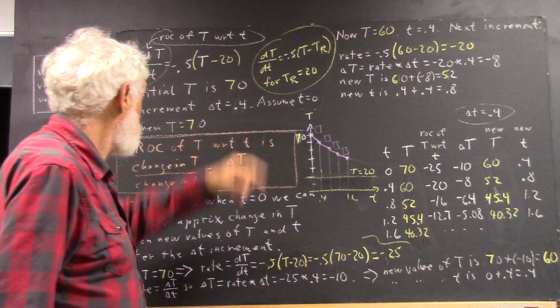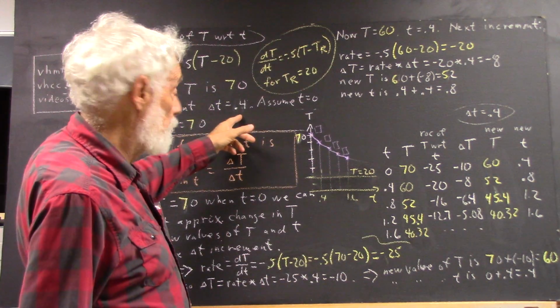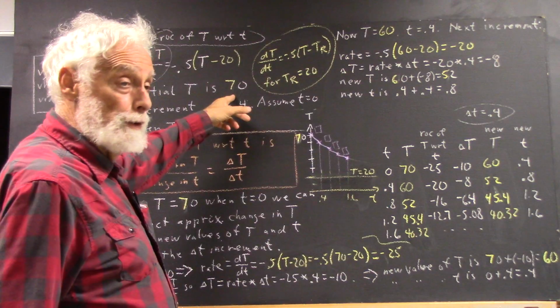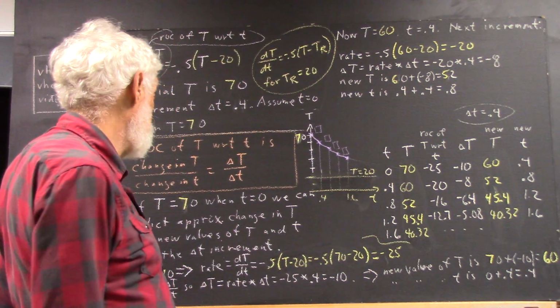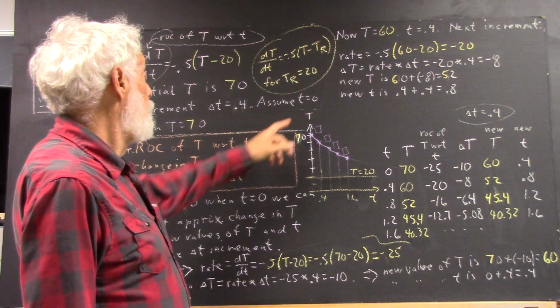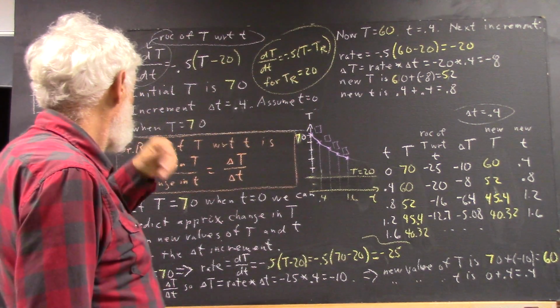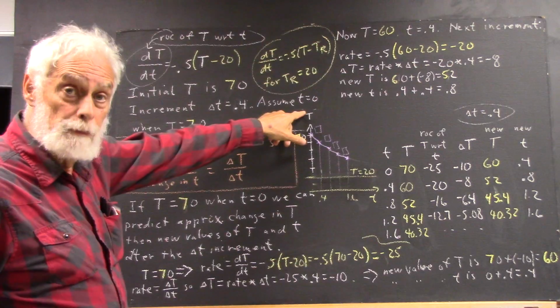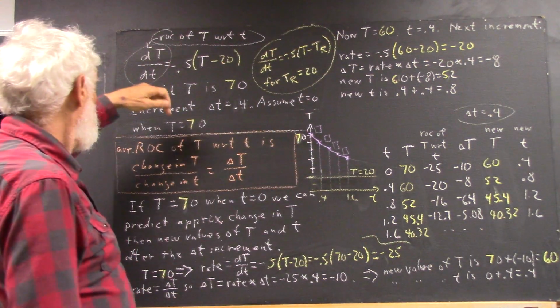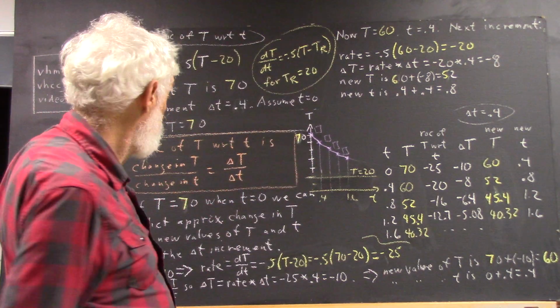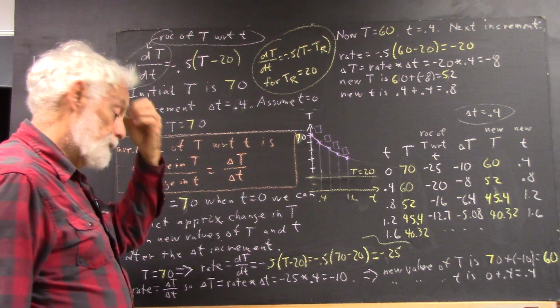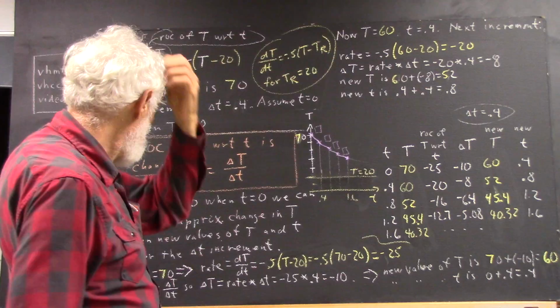So if the initial temperature is 70, we're going to use a time increment of 0.4. Now we don't know what the units of temperature happen to be. We don't know what the unit of time happens to be. We're going to assume, though, that T equals 0 when little t, which we interpret as time, is 0, when big T, which is the temperature of this object that's going to cool down, is 70. And we're going to see how the object might cool down.